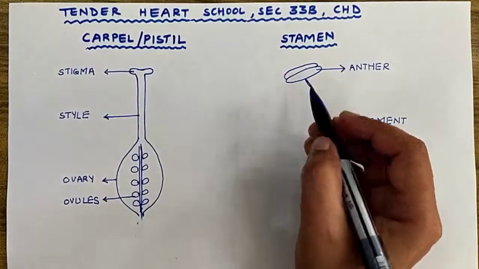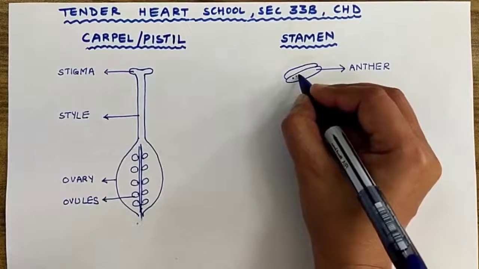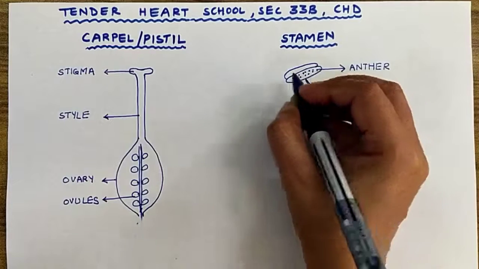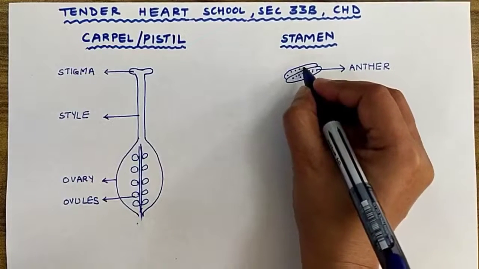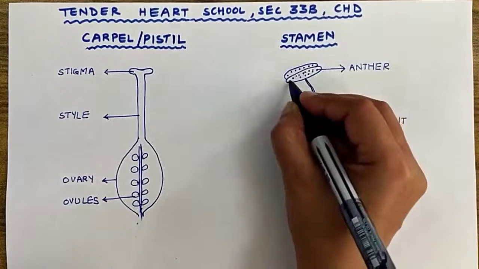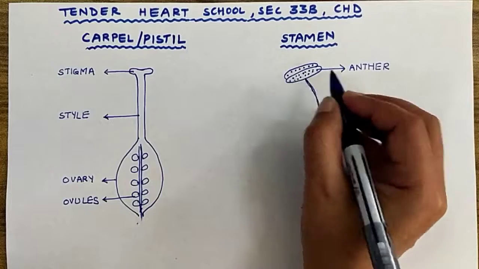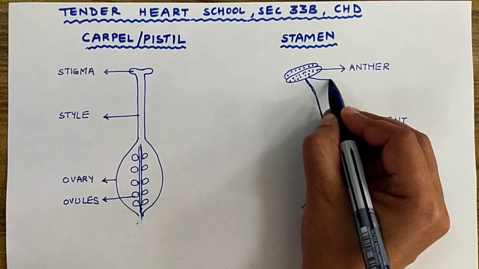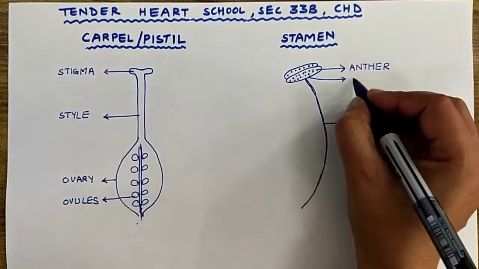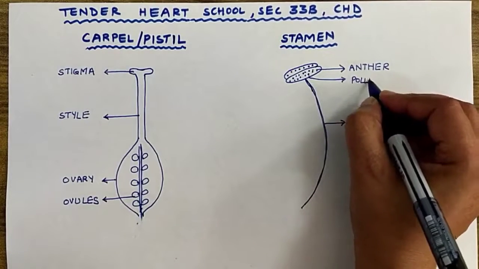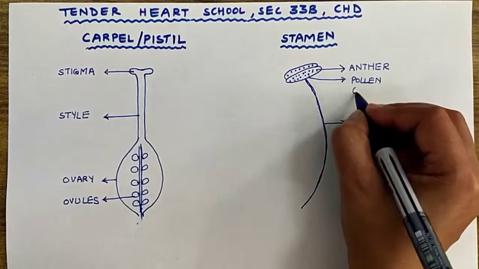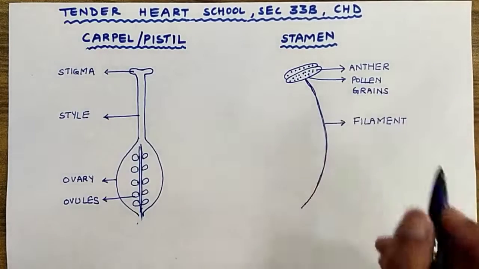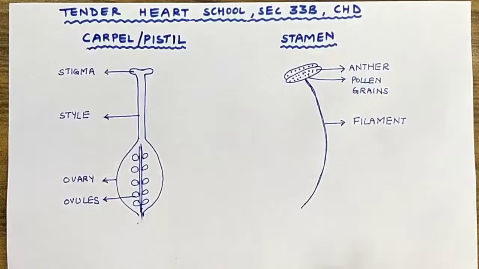Inside this anther we have a yellow powdery substance, which is called the pollen grain. Pollen grains are formed inside the anther. So these are the pollen grains. Pollen grains are the male gametes. Male gametes are the male reproductive cells.